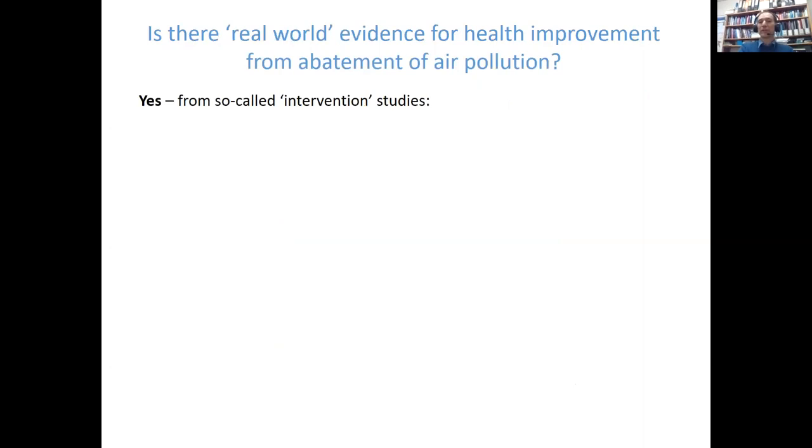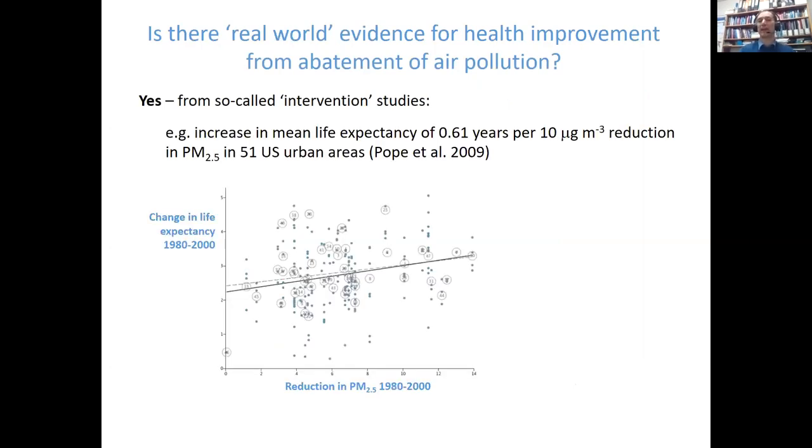To end on a slightly more positive note, do we have evidence that there is actually a health improvement if we do abate air pollution? Yes. These are the so-called intervention studies. There's one very good example study, done by Pope et al. in the United States a few years ago, where they tried to look at whether there had been gains in average life expectancy due to the decrease in particulate pollution in lots of different urban areas around the United States. So we have on the y-axis here the change in life expectancy versus reduction in PM2.5 on the x-axis, and we can see a small gradient there, which corresponds to an increase in life expectancy of about 0.6 years for every 10 micrograms per cubic meter reduction of PM2.5.